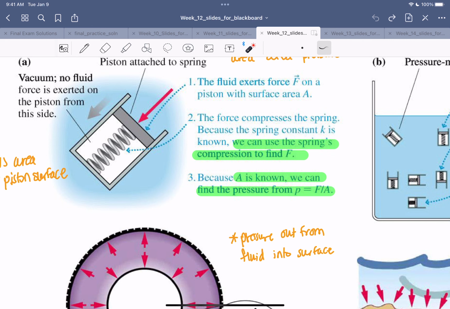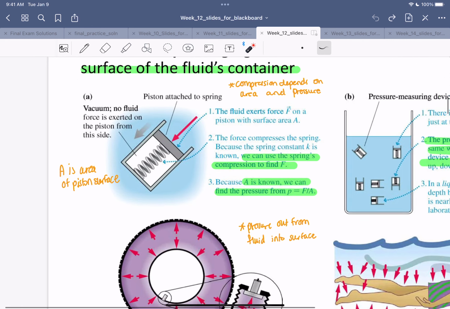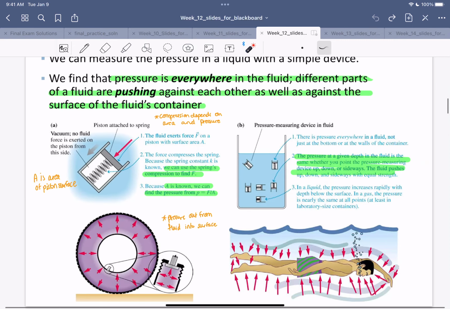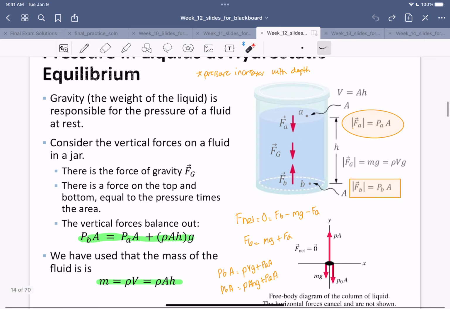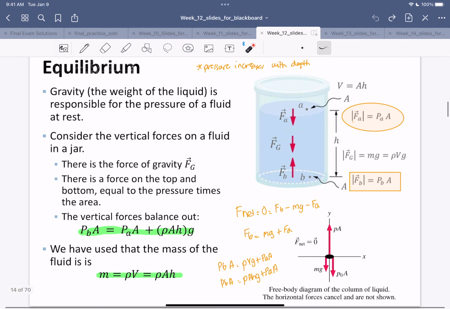Okay. That's the only thing I think that's maybe unique about this slide. Otherwise, I think that's it. This here is a derivation of the hydrostatic pressure equation. I can go over it really quickly here.